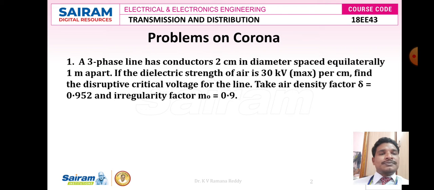So it is a three-phase transmission line. The distance between the conductors, having 2 centimeters in diameter, is spaced equilaterally 1 meter apart. The dielectric strength of the air they gave is 30 kilovolts maximum per centimeter, and we have to find the disruptive critical voltage, that is VC. The air density factor delta value they gave is 0.952, and the irregularity factor, that is nothing but the surface roughness on the surface area of the conductor, m0 value is 0.9. So we have to calculate the disruptive critical voltage.